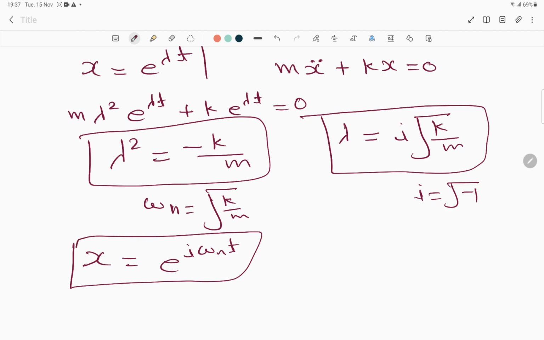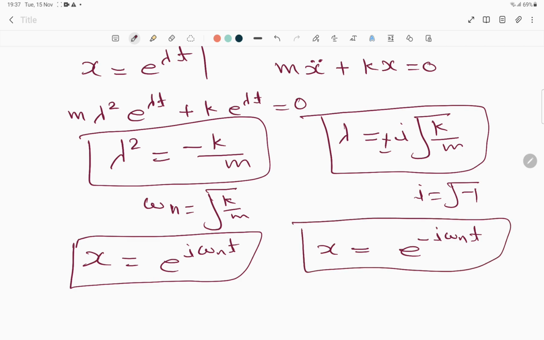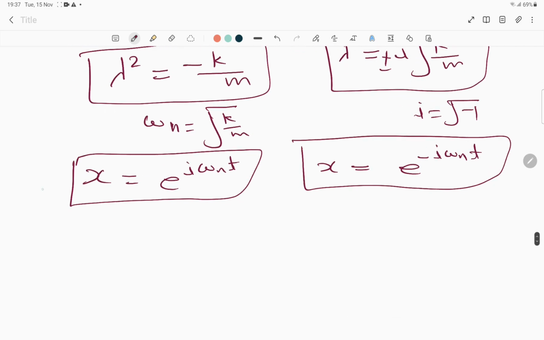That's what I've got. Now see, you can see that as you are going to get this plus i over here, you are also supposed to get this plus minus over here, because if you get that plus minus over here, the second solution will be x is equal to e power minus i omega n t. So you have these two solutions, where this is solution number 1 over here.